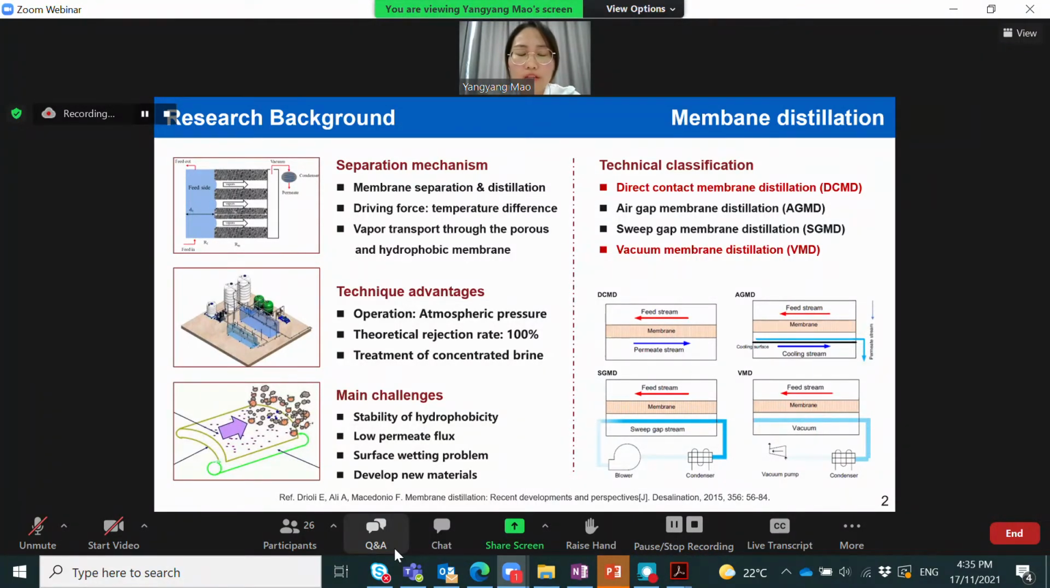Concluded from the formerly reported literature, the main challenges in developing this kind of technology include these 4 parts. The first is how to keep the stability of the membrane's hydrophobicity. The second is how to improve the low permeate flux. Thirdly is how to prevent surface wetting. And the most important is to develop new materials for the membrane distillation process.